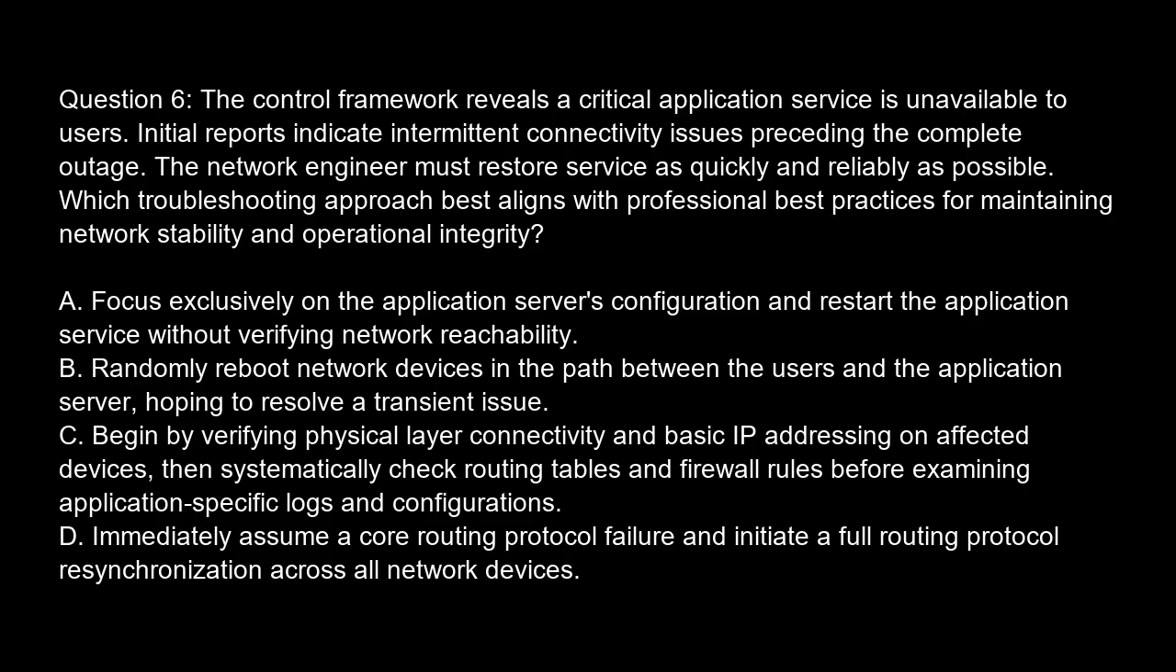Option A. Focus exclusively on the application server's configuration and restart the application service without verifying network reachability. Option B. Randomly reboot network devices in the path between the users and the application server, hoping to resolve a transient issue. Option C. Begin by verifying physical layer connectivity and basic IP addressing on affected devices. Then systematically check routing tables and firewall rules before examining application-specific logs and configurations. Option D. Immediately assume a core routing protocol failure and initiate a full routing protocol resynchronization across all network devices.